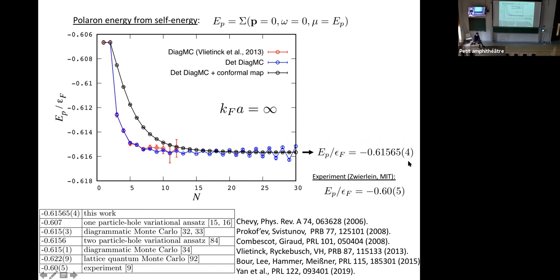The error bar here is basically determined by the bin size in imaginary time of the Monte Carlo histogram. If you compare with other works, this is our work, and we see that it agrees well with what had been done before, but with a record precision. I also want to mention that the two-particle, two-hole variational ansatz is already remarkably accurate if you compare with the exact numerical result.